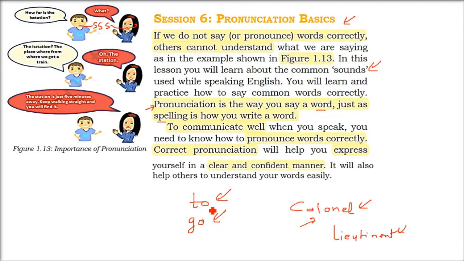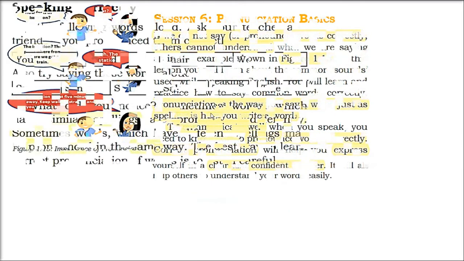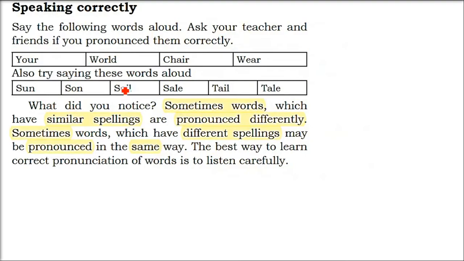For example, I'll just give you a joke. When somebody says TO is 2, what is GO? If you speak properly, pronounce words properly, it will be a confidence booster in English. So speaking correctly is very important, as is writing clearly.